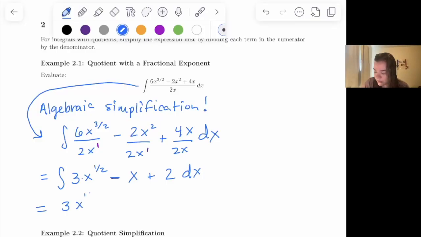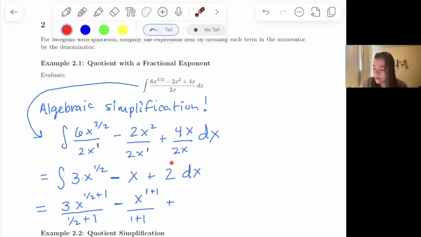Power rule says add 1 to the power, divide by the new power. Move along to the next term. Remember, x has a power of 1 already, so you add 1 to the power, divide by the new power. Plus, now remember the 2, a constant being added or subtracted just on its own. Remember, that's thinking of like 2x to the 0.